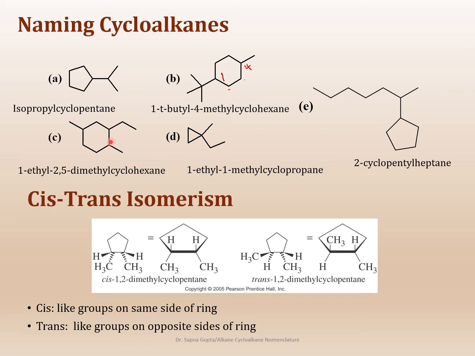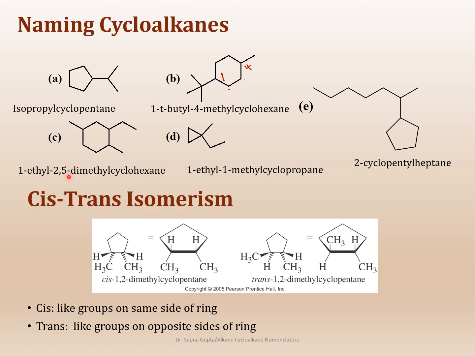So 1, 2, 3, 4, 5, 6, right? Those are your 6 carbons. So 1, 2, 3, 4, 5. That's going to be your numbering, rather than the other way around, because if you do it the other way around, then the methyl groups will have a higher number, and that is wrong. So then your name for this compound becomes 1-ethyl 2,5-dimethyl cyclohexane.